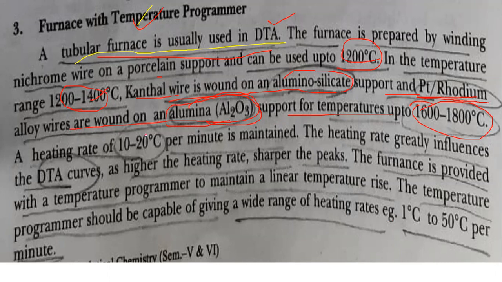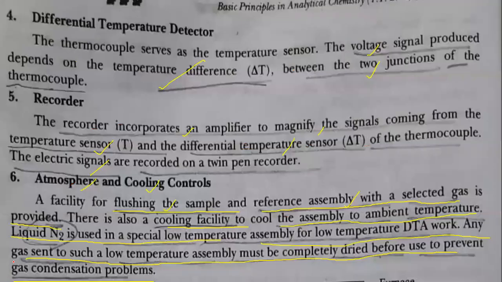A heating rate of about 10 to 20 degrees Celsius per minute is maintained, as the rate greatly influences the DTA curve. The higher the heating rate, the sharper the peak. The furnace is provided with the temperature programmer to maintain a linear temperature rise. The temperature programmer should be capable of a wide range of heating rates, like 1 degree Celsius to 50 degrees Celsius per minute. This is the requirement over there.